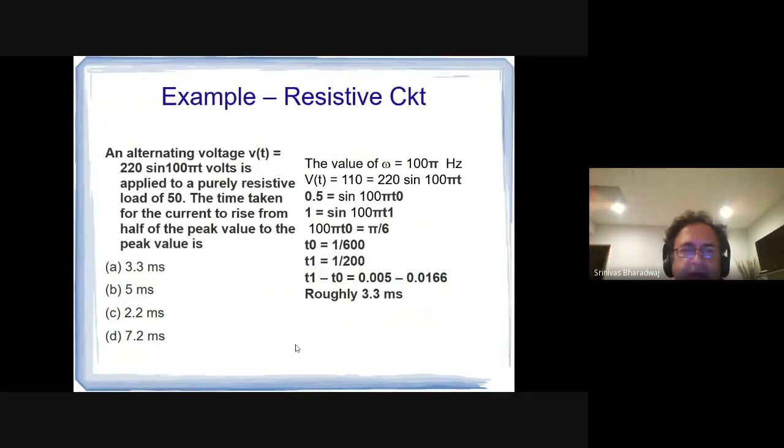A sinusoidal alternating voltage, 220 sine 100 pi t volts, is applied to a purely resistive load of 50 ohms. Find the time taken for the current to rise from half of the peak value to the peak value. So how long does it take? That is based on the omega. Omega is 100 pi, right? So for the current to rise from half of the peak value to the peak value.